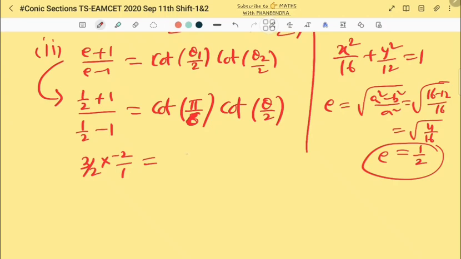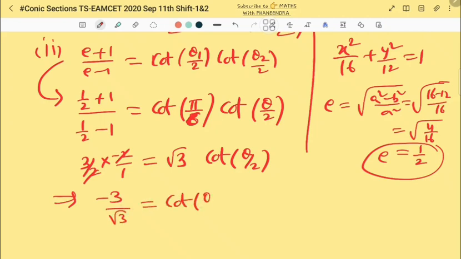I want theta in terms of theta. Cot 30, tan 60, both are root 3. So root 3 into cot theta by 2, equal to minus 3. So minus 3 by root 3 is equal to cot theta by 2. So root 3 times is going to cancel. Therefore, tan theta by 2 is equal to the reciprocal of this one, so minus 1 by root 3.